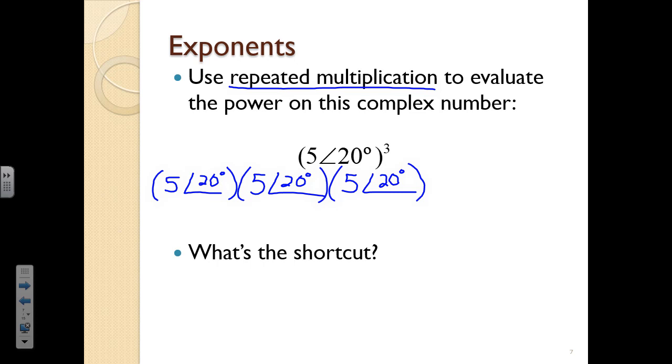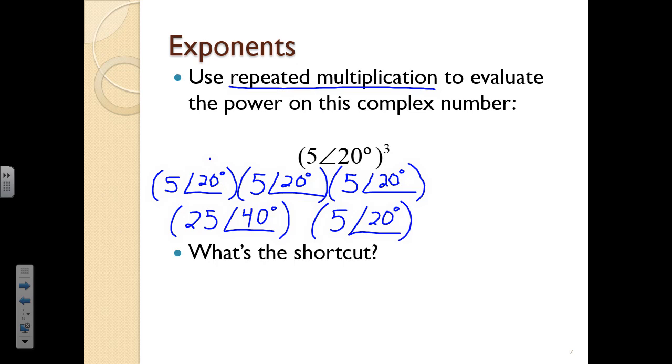For this first one, 5 at 20 times 5 at 20, we already saw that 5 times 5 will give us a product of 25. And what do we do with these individual angles, 20 and 20? We add them, and we get 25 at 40 degrees. Now we're going to multiply that by 5 at 20 degrees. And if we do that, we'll get our product. 25 times 5 gives us a new magnitude of 125.